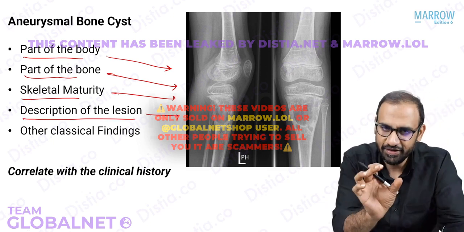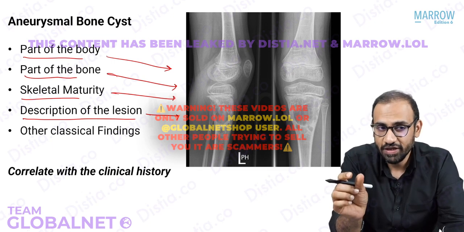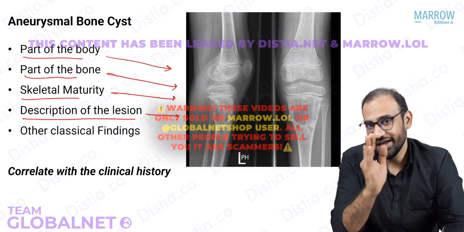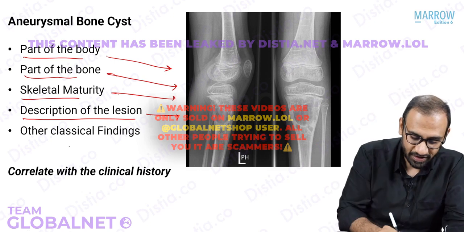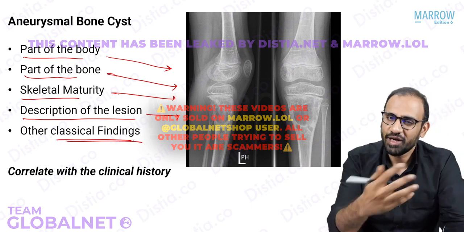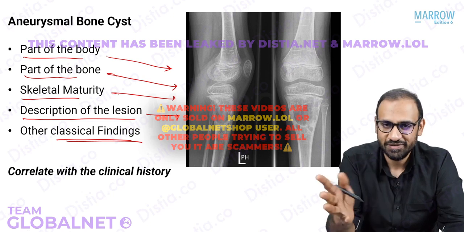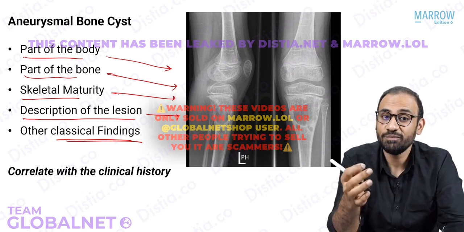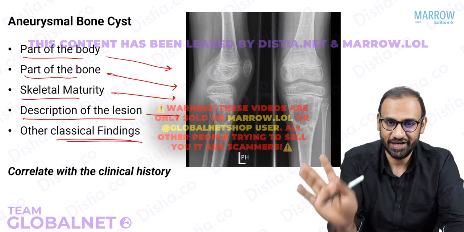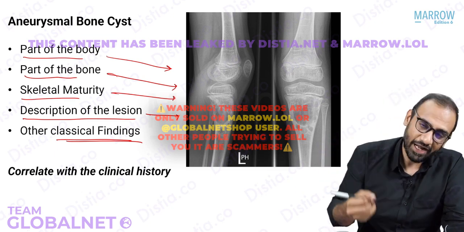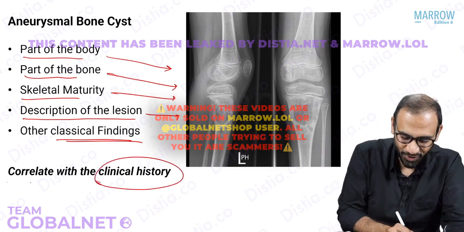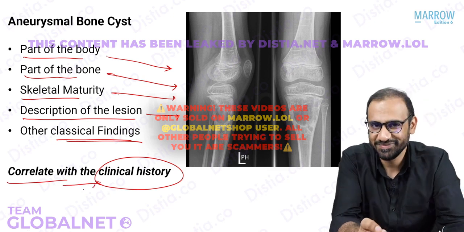How is it? Is it centric? Is it multiloculated? Is it unilocular? Is it eccentric? Okay. Finally, the other classical findings like trapdoor sign or fallen leaf sign or fluid in fluid level, all these things that you can look for to help you make the radiological diagnosis. Okay. And obviously, you have to correlate it with the clinical history.